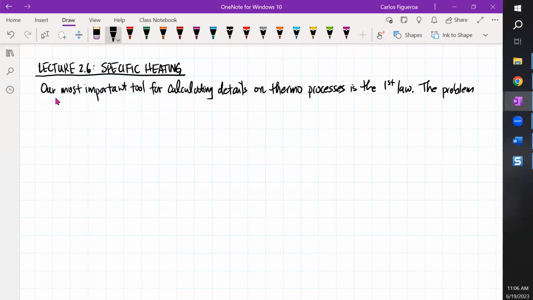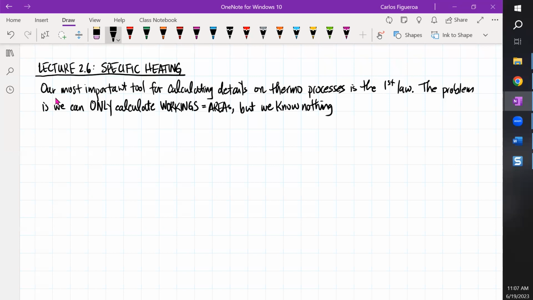The problem is we can only calculate workings. And when we calculate workings, that really means that we sum areas. But we know nothing about calculating heatings and internal energies.